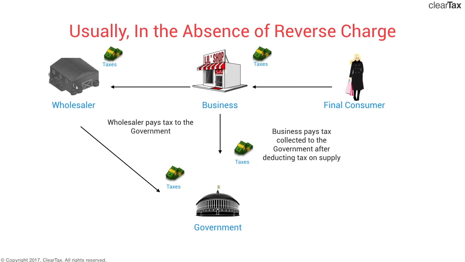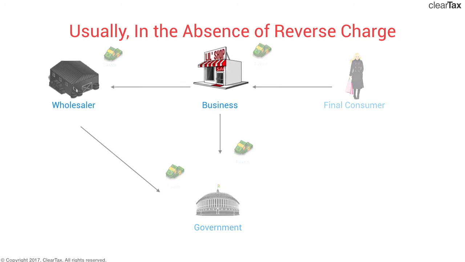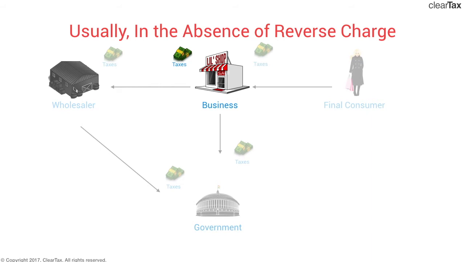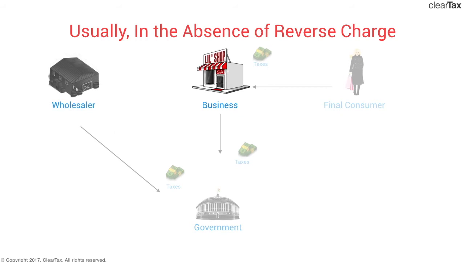That's the normal situation. Here's a bird's eye view of the normal situation. Let's check the steps one by one. First step, of course, there's a purchase of goods. Our business would purchase goods from the supplier. So the wholesaler sells goods to the business. On this purchase, the business would incur tax expense. That's the input tax on purchases.